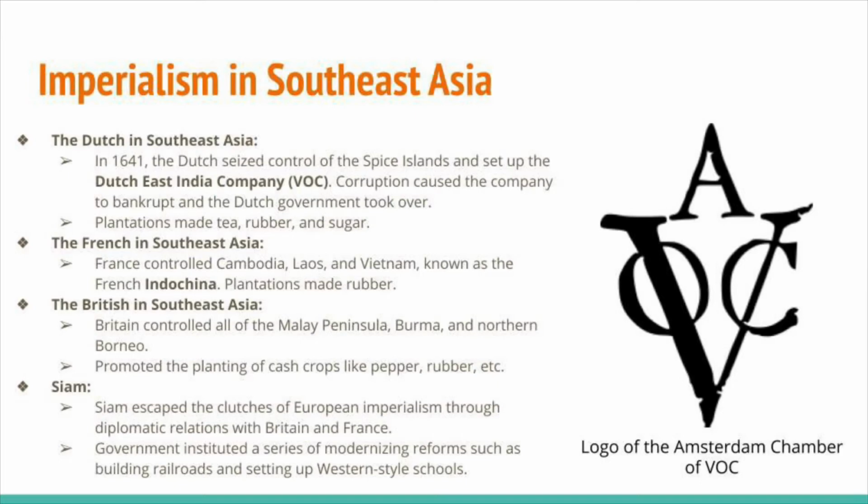Siam escaped the clutches of European imperialism through diplomatic relations with Britain and France. The government instituted a series of modernizing reforms, such as building railroads and setting up Western-style schools. The image to the right is the logo of the Amsterdam Chamber of VOC.